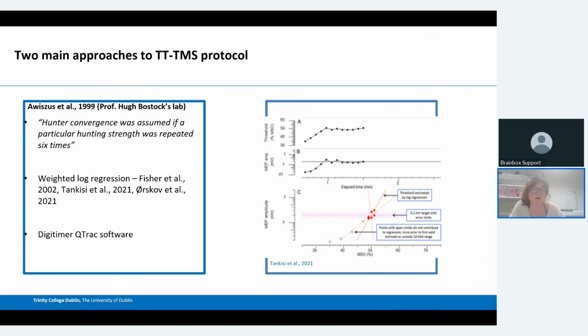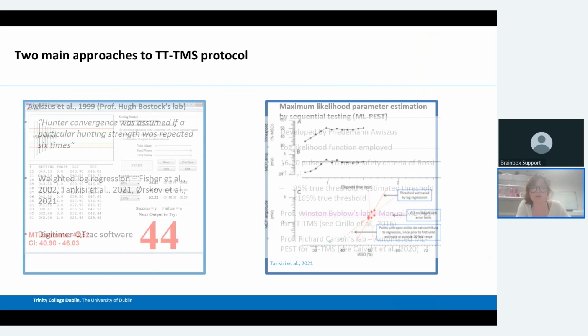Now Hugh Bostock has made the software which does this all very neatly, with a lovely graphic user interface, through the QTrack software, which Digitimer market.